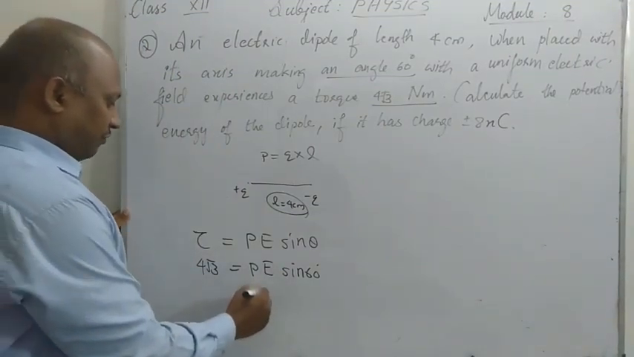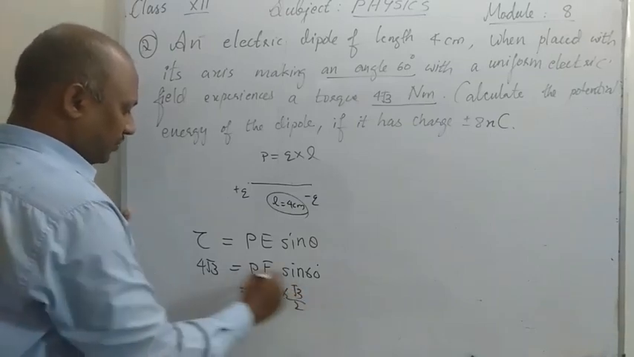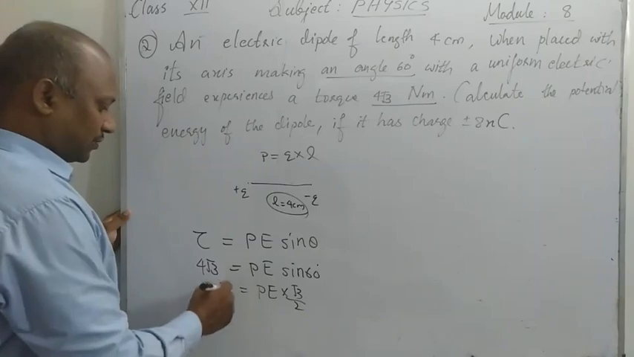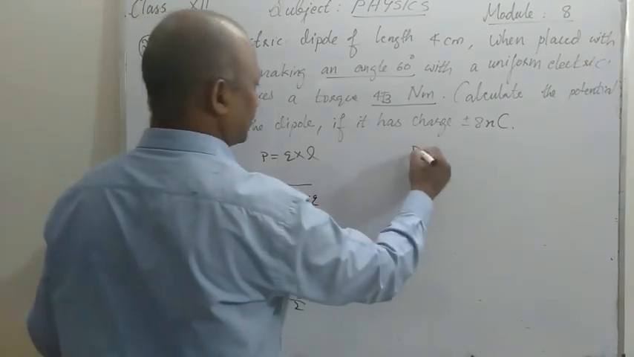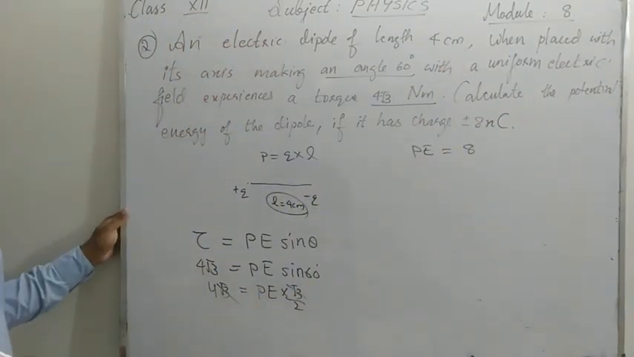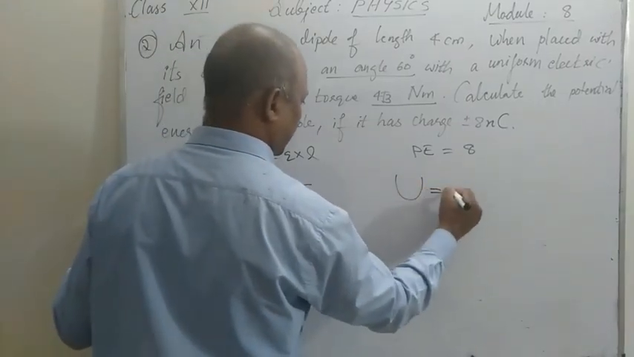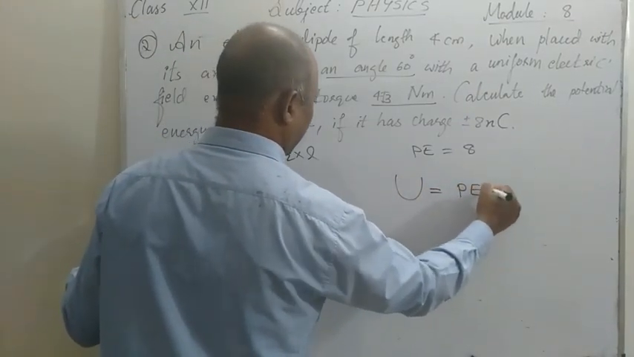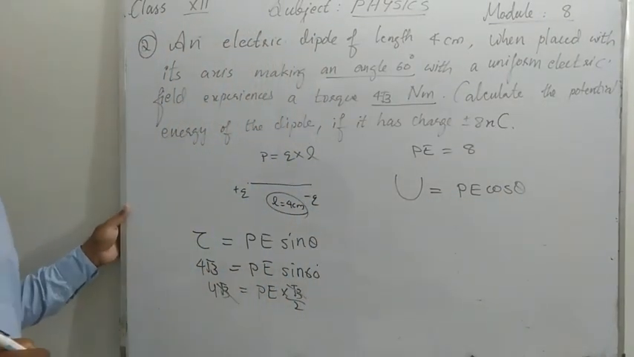So what is the value of PE here? Sine 60 is root 3 by 2, 4 root 3. So root 3 cancels, 2 will go there. So PE is equal to 8, whatever its unit is. But now we have to calculate the potential energy. What is the formula for potential energy? PE cos theta. That is the potential energy.